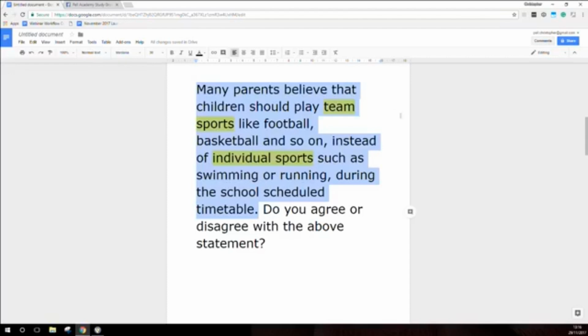What is the position of this background sentence? Many parents believe that children should play team sports instead of. Okay, so this is basically a person saying, I think children should play team sports and they shouldn't play individual sports during school. So do I agree with that or do I disagree with that?